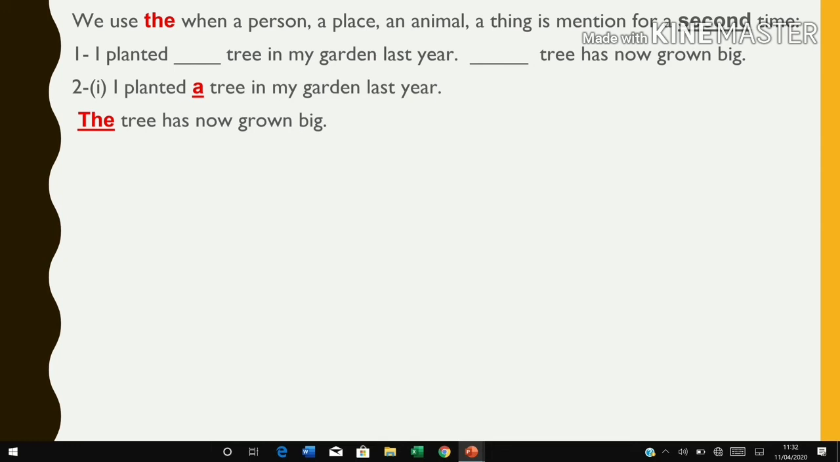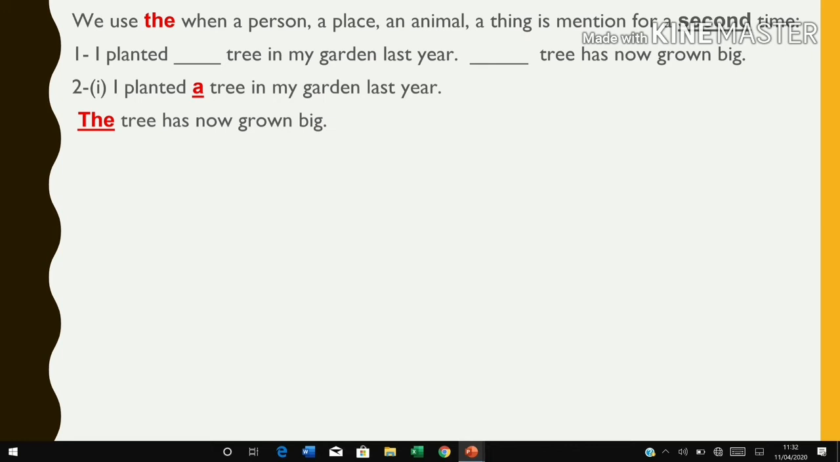And the second time, when you talk about the same thing, you can use our third article, the, because our third element of the articles can be used with all types of noun: singular, plural, countable, uncountable. How to choose between a and the? These are the examples. Now you know very well how the is going to be used.